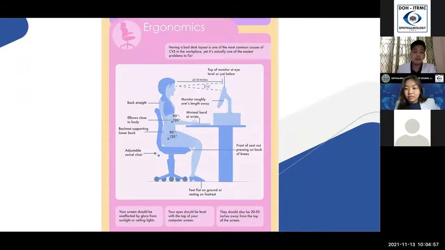So the screen should be unaffected by glare from sunlight or ceiling light. Your eyes should be level with the top of your computer screen, and they should also be 20 to 30 inches away from the screen.